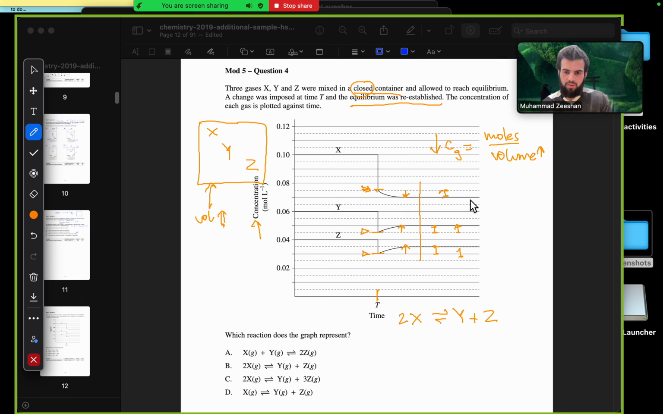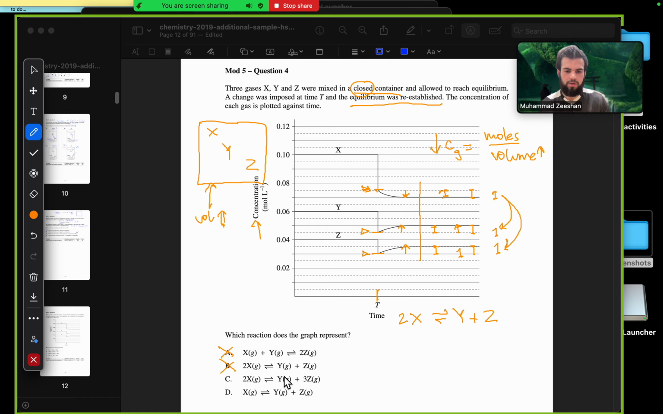So it can't be 2X goes to Y plus Z because the magnitude of the decrease in X is actually the same amount as the magnitude of the increase in Y. And it's also the same magnitude as the increase in Z. So these are all in 1-to-1 mole ratios. 1 mole of X decomposed to form 1 mole of Y and 1 mole of Z. That's what's happening in the system. So it can't be A, can't be B.